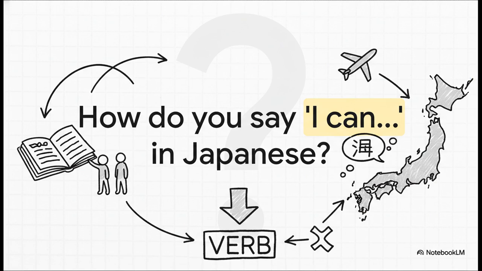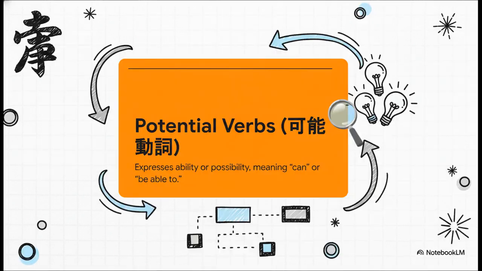Well, in Japanese, the answer isn't a single separate word. It's actually this powerful transformation that you apply directly to the verb itself. The official name for these are potential verbs, or kanodoshi. And their whole job, their entire reason for being, is to bake the meaning of can or be able to right into the verb. So the key isn't learning some new word for can, it's learning the system for changing the verbs you already know.